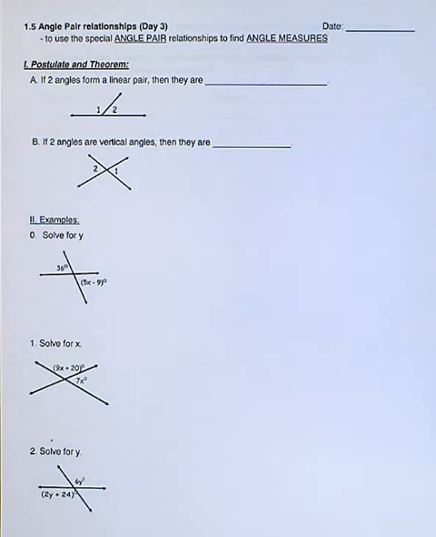So what we're going to look at today is 1.5 angle pair relationships, and this is day 3.